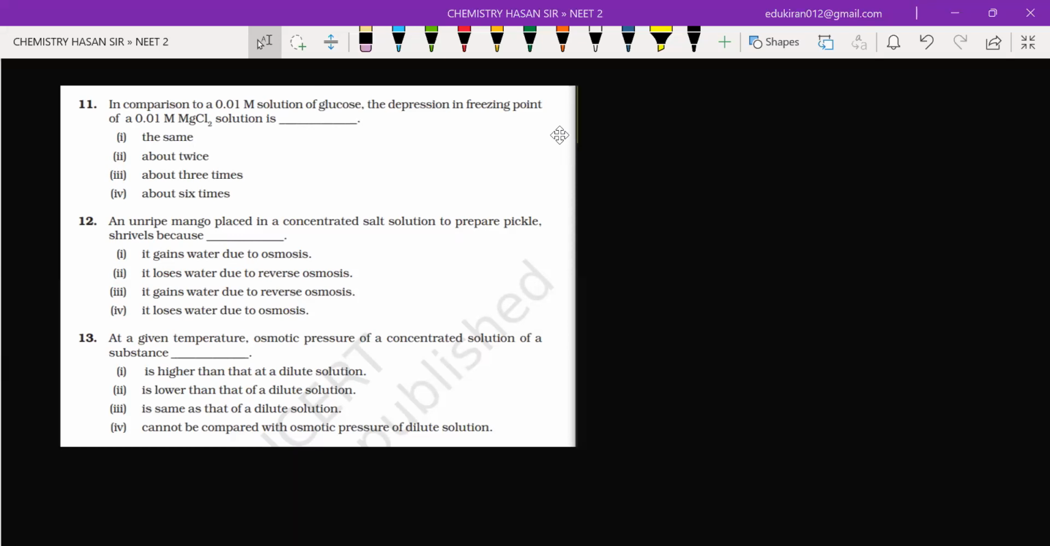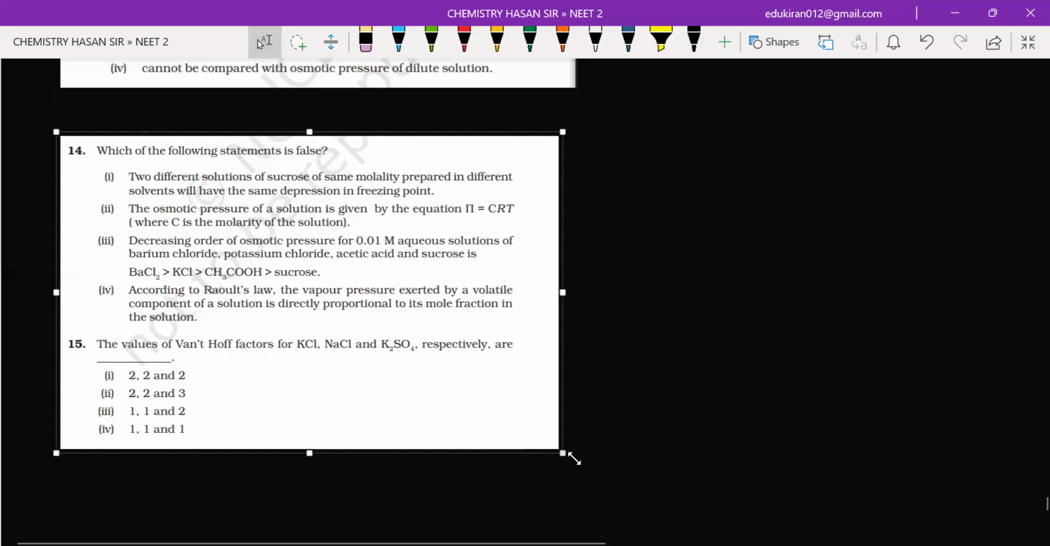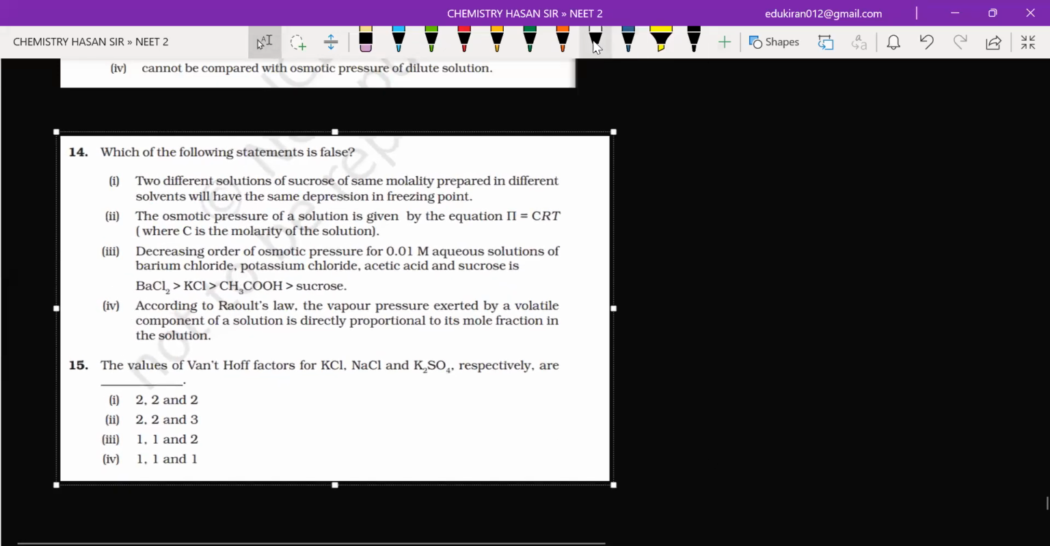For question number 11, it's correct. For 12, it's also correct. And for 13, it's also correct. Very good. Go for these two questions. Read the statement carefully.